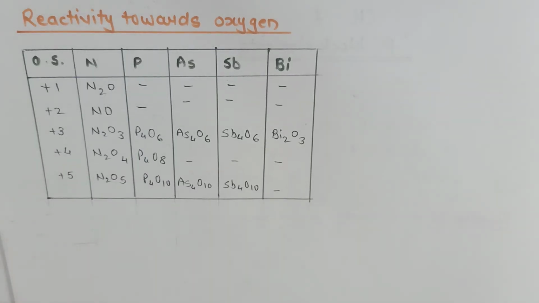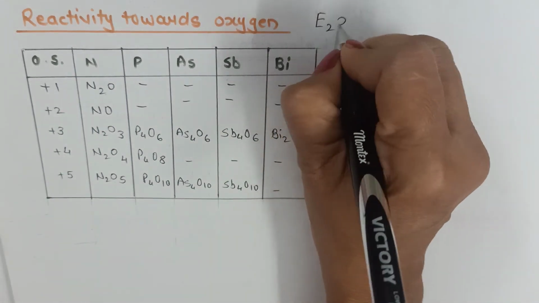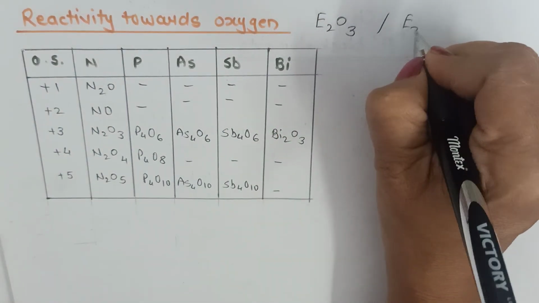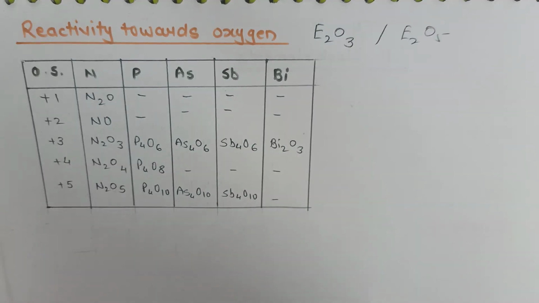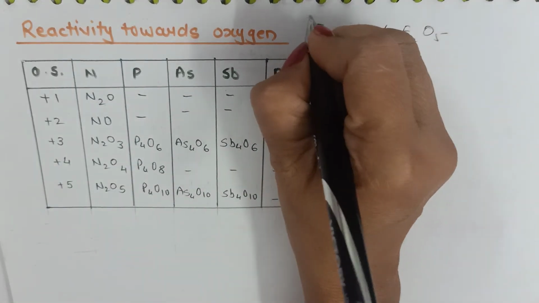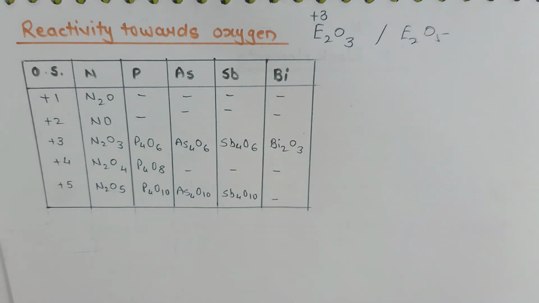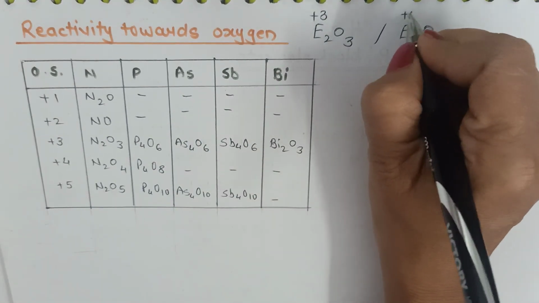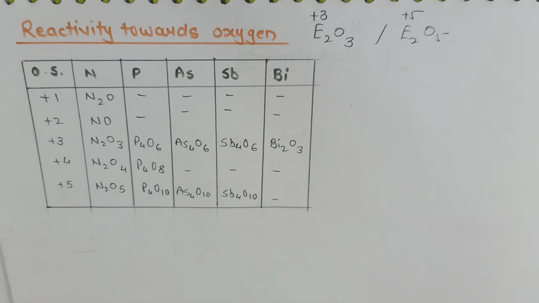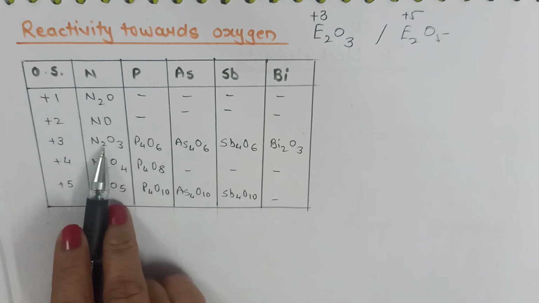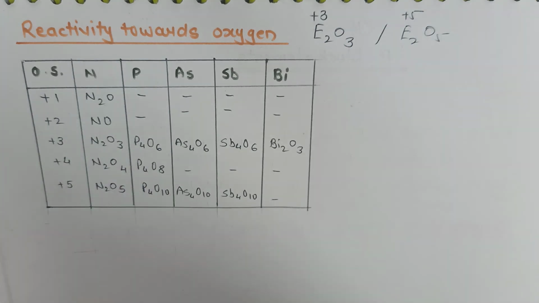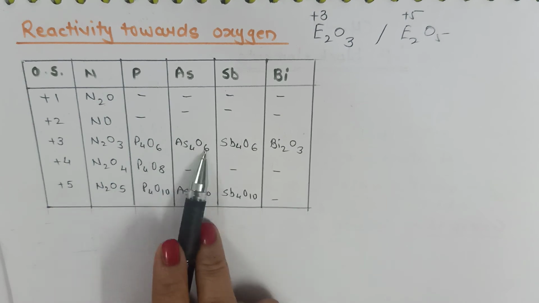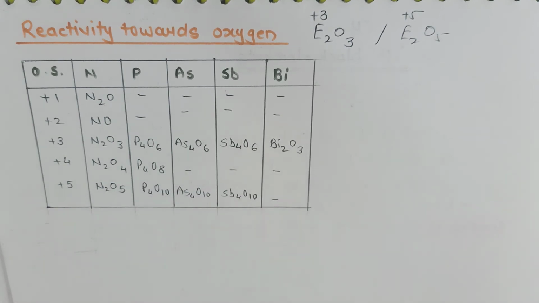Next chemical property is reactivity towards oxygen. The elements of group 15 form two types of oxides, either E2O3 or E2O5. In E2O3 oxides, the element will be in +3 oxidation state, and in E2O5, the element will be in +5 oxidation state. Now, as you can look at this table, nitrogen forms the maximum number of oxides. Comparatively, the other elements do not form that many oxides.